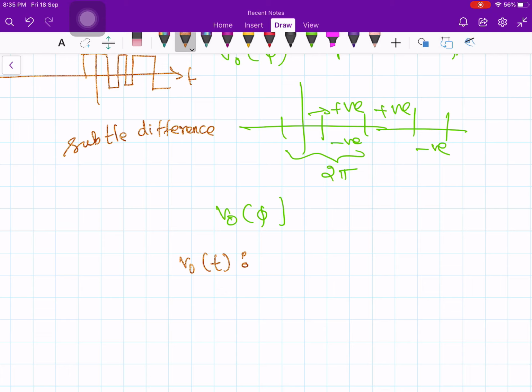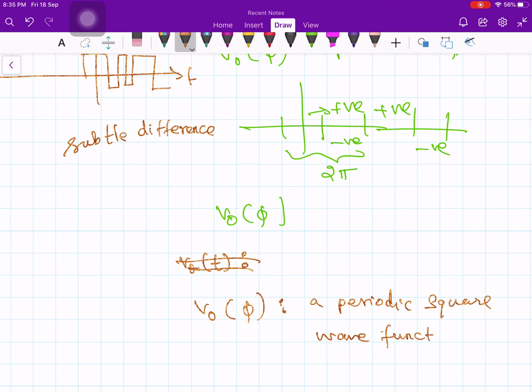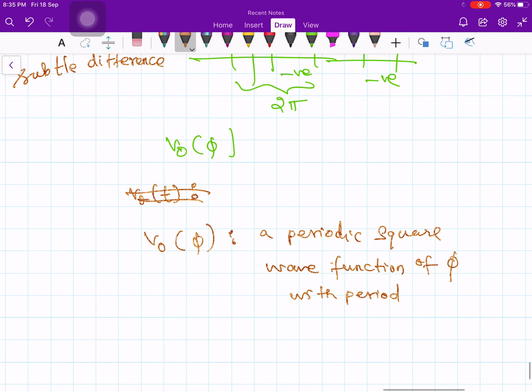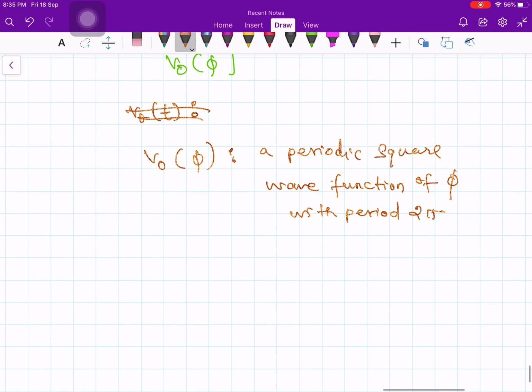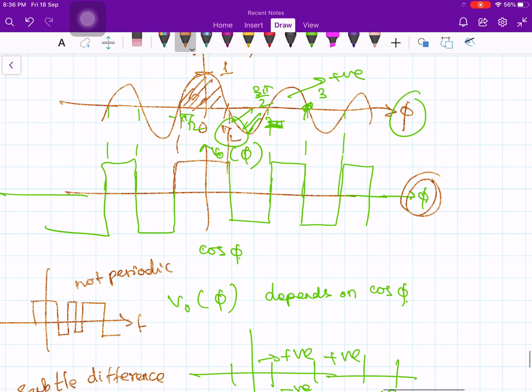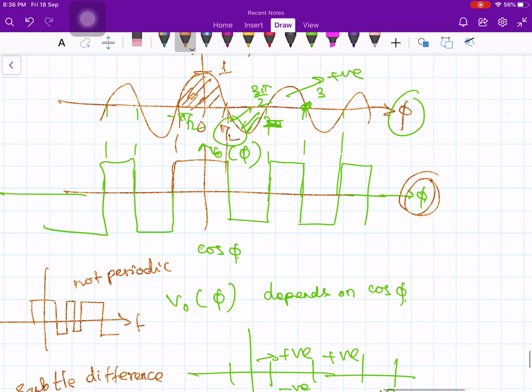Therefore, I'm sorry, again I'm writing wrongly. V naught of phi is a periodic square waveform. Square wave function of phi. What is the period? Of course, your cosine sinusoidal signal has a period of 2 pi. So therefore, this is essentially a square waveform. Okay, mind you, I am not plotting this as a function of time. I am plotting V naught of phi as a function of phi.